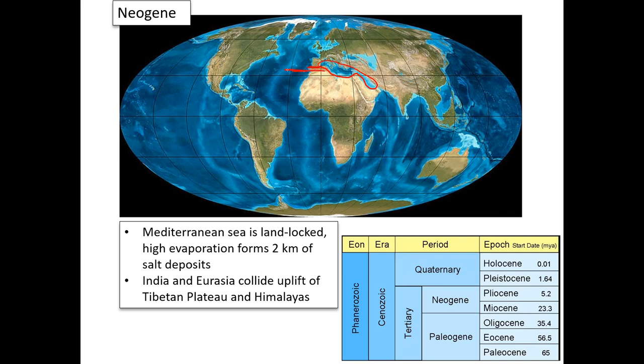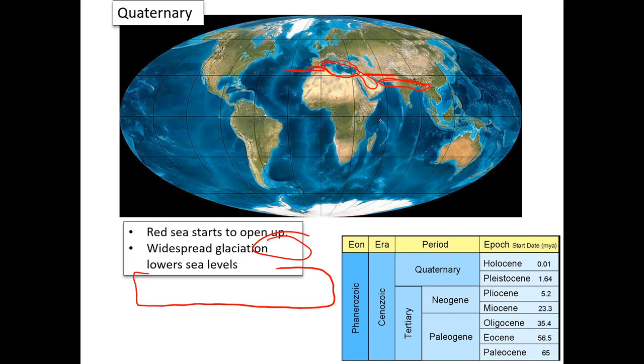Actually, the Mediterranean has some of the saltiest ocean water in the whole world because it's right here at about 25 degrees latitude, which is where you get the highest levels of evaporation. So these areas are highly evaporative, and you actually get about 2 kilometers of salt deposits forming on the bottom of the Mediterranean. So India and Eurasia are starting to collide now in the Neogene. You can see the collision. This is starting to build up the Himalayan mountains. Okay, into the Quaternary.